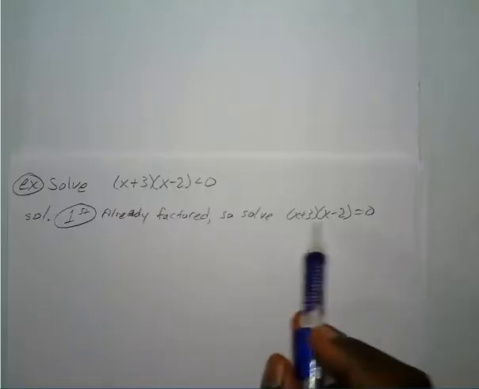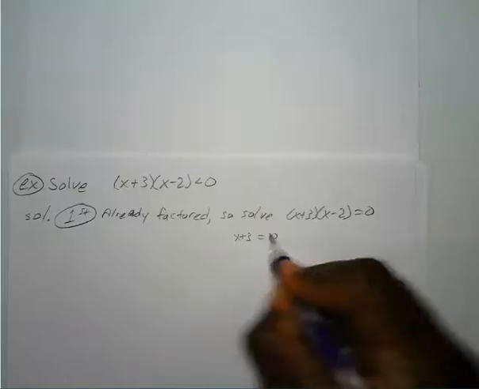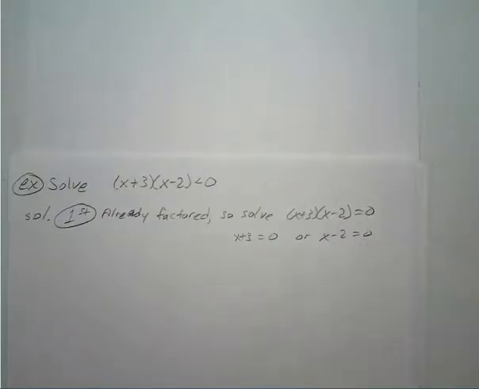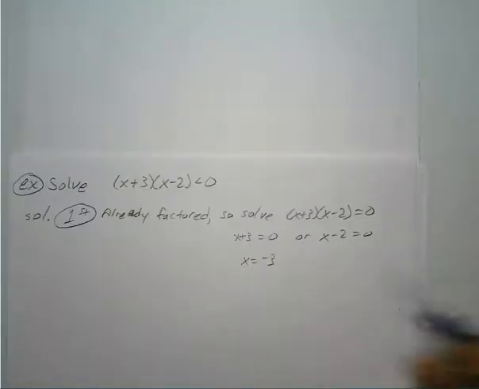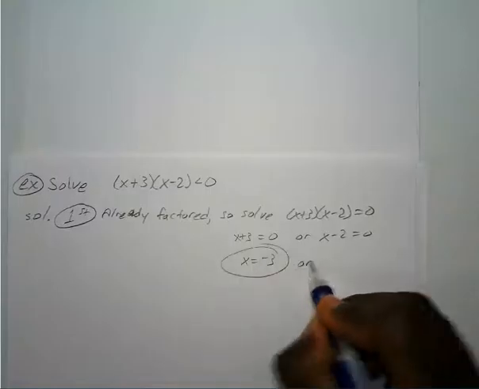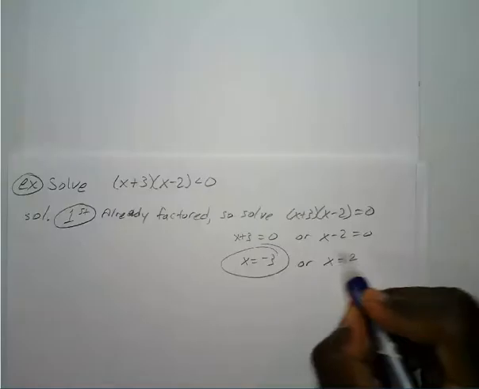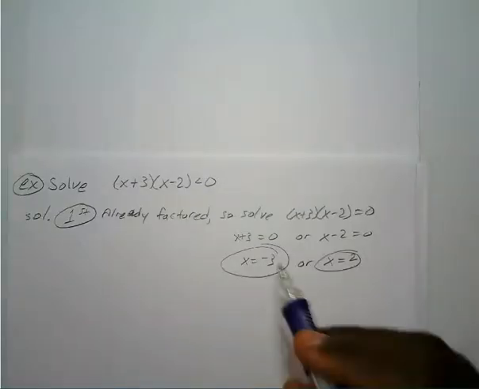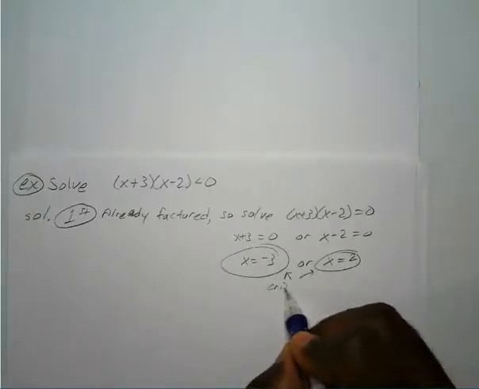We just set both of those to 0. So that means x plus 3 can equal 0, or x minus 2 can equal 0. If we subtract 3 from both sides, we get x is equal to negative 3. Or we add 2 to both sides here, x can equal positive 2. Remember, those two are now your critical numbers.